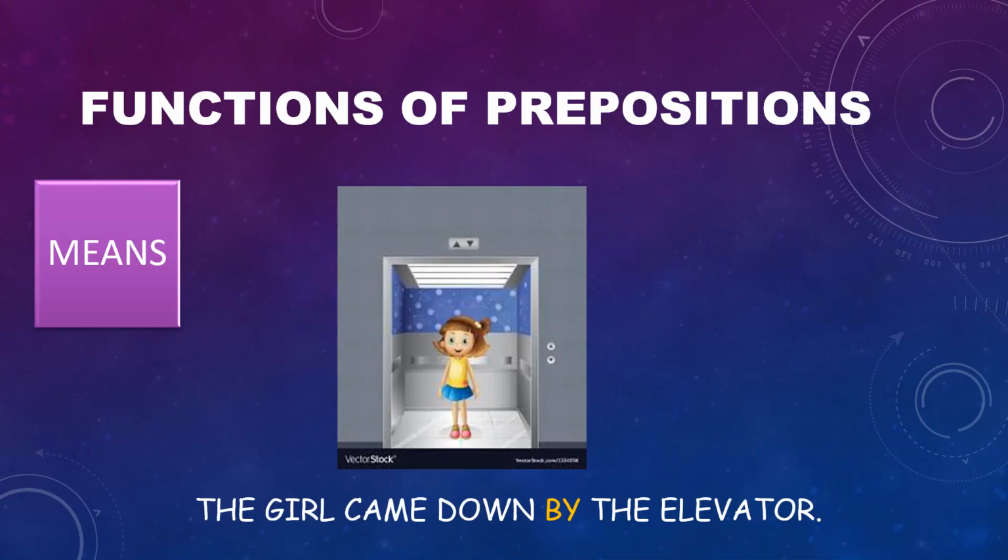Now we move on to the last function of preposition, that is means. And most of you, I must say, make a mistake in this, students. Note it down carefully. The girl came down from the lift. Y'all say this. This is something which I've always heard in the corridors. Please, students, note it. Whenever you're talking about the means of travel, means of communication, the girl came down by the elevator. I came home by car. I travel by flight. Okay, all this is prepositions based on means.